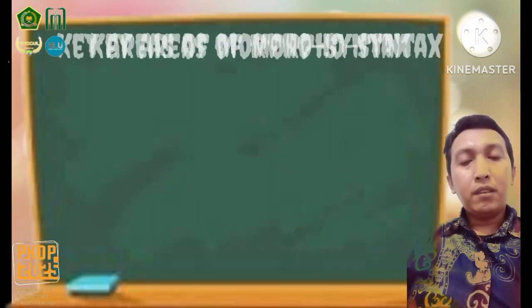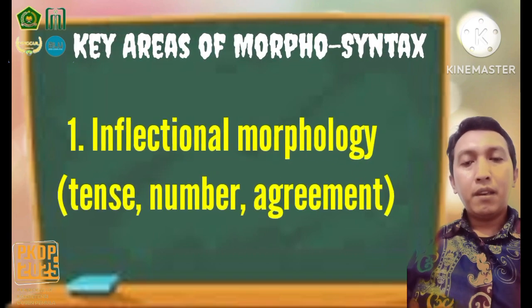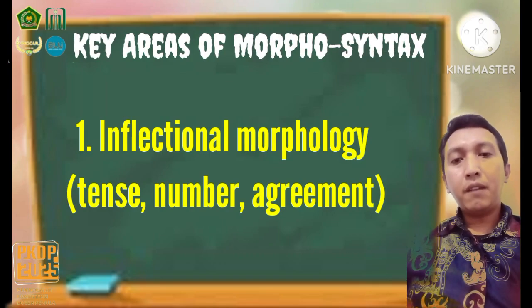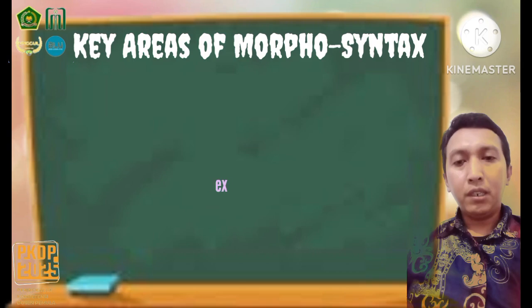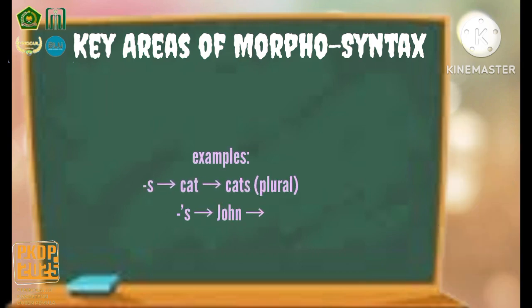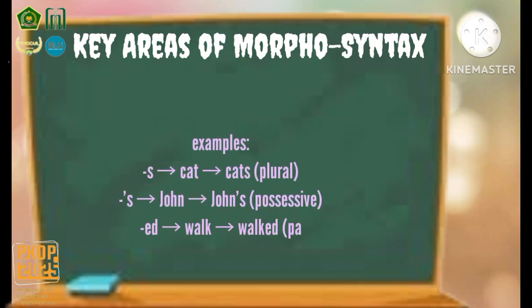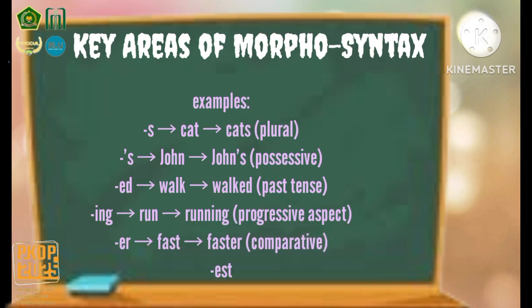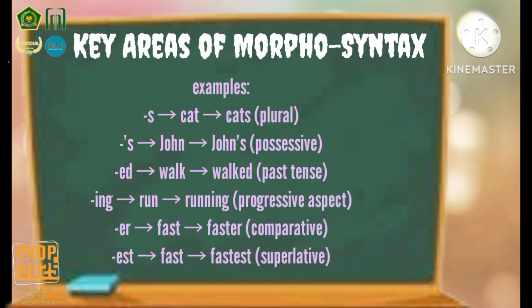The next discussion is the key areas of morphosyntax. The first key area is inflectional morphology. Here are examples of inflectional morphology. The first one is cat becomes cats. Because there is more than one cat, it is added with the suffix s, which signs the plural form. And the next one is John becomes John's.